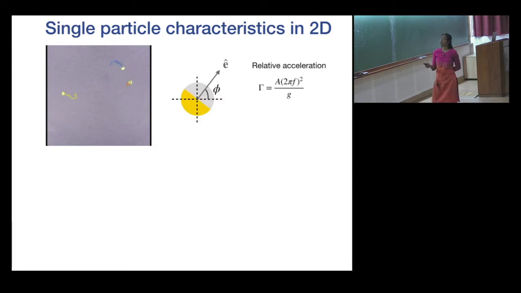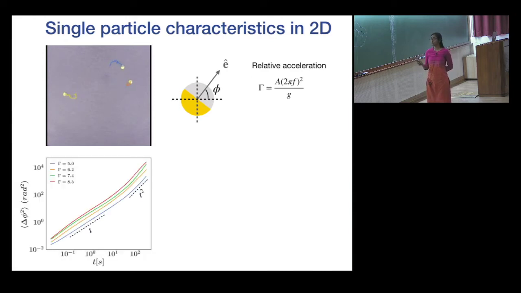Just to remind you, phi is the internal orientation of the particle. To characterize this, we calculate the mean square displacement of the particle for both the internal orientation as well as the position. We also repeat this experiment for different amplitudes of the vibration, and this amplitude we represent in terms of a dimensionless quantity, the acceleration relative to gravity. f is the frequency of the oscillation. You see here the mean square displacement grows linearly with time at small times and grows ballistically at longer time scales. And these are for different relative accelerations of the shaker.